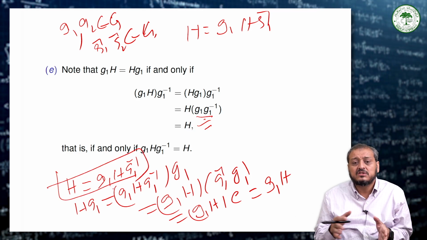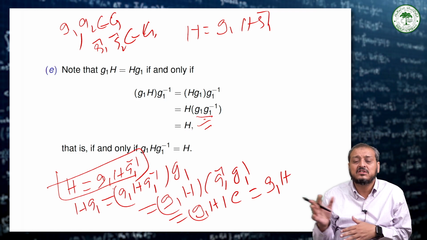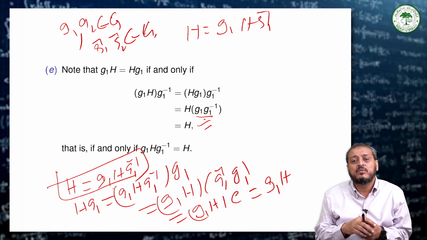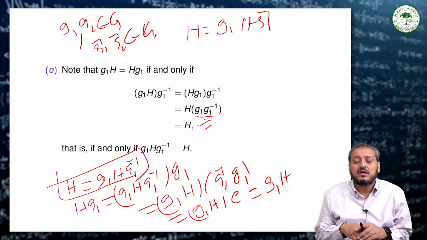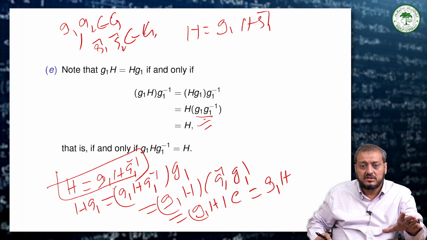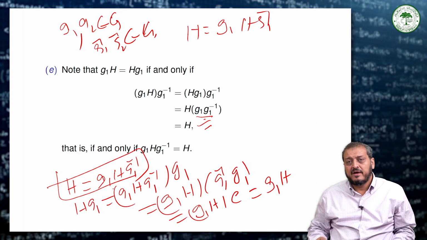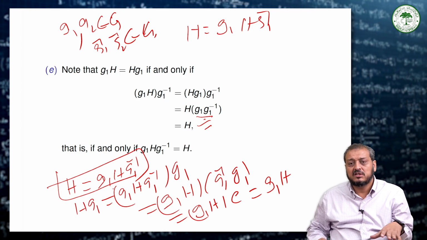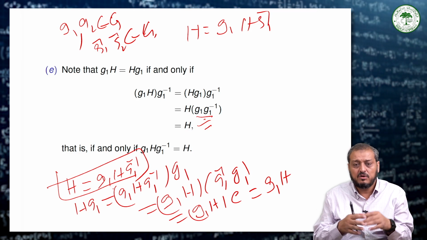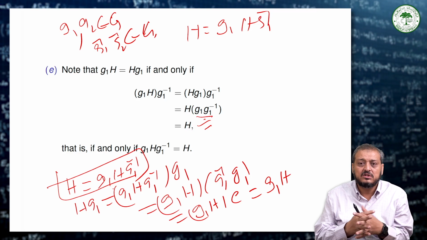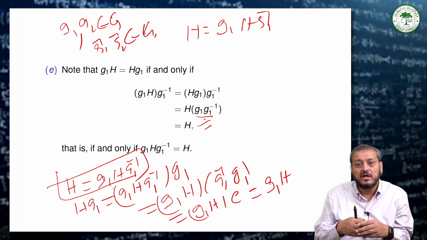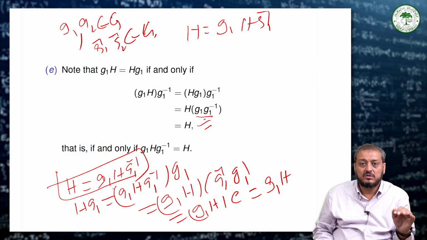If Hg1 is equal to g1 H, then H can be written as g1 H g1 inverse. So this completes the proof of this theorem. These are the very basic properties of cosets. We use these results many times without mentioning them.